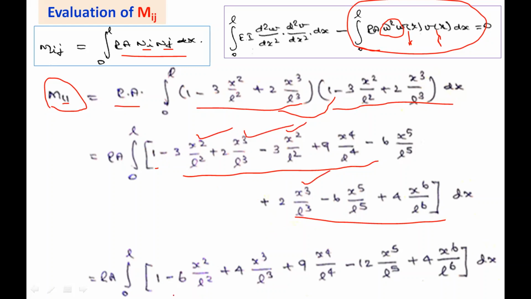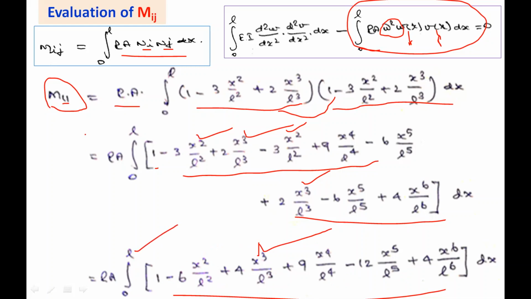Then we will get this equation like this. So in rho A integral 0 to L, 1 minus 6x square by L square plus 4x cube by L cube plus 9x power 4 by L power 4 minus 12x power 5 divided by L power 5 plus 4 into x power 6 by L power 6. Now we have to do the integration for this equation, then we have to apply the limit.